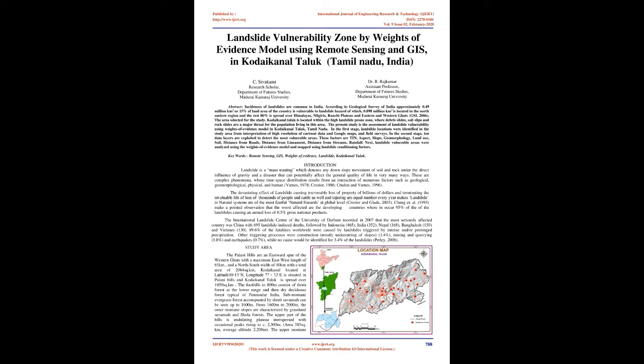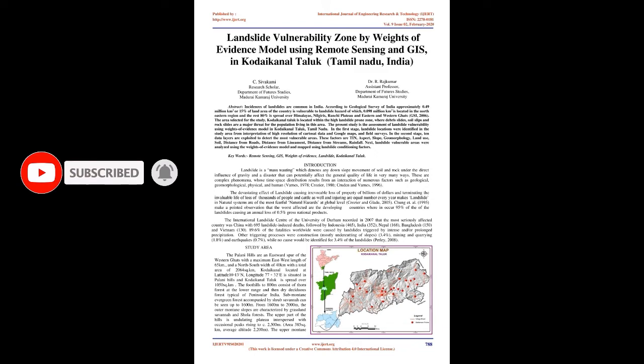In the second stage, 10 data layers are exploited to detect the most vulnerable areas. These factors are TIN, aspect, slope, geomorphology, land use, soil, distance from roads, distance from lineament, distance from streams, and rainfall. Next, landslide vulnerable areas were analyzed using the Weights of Evidence Model and mapped using landslide conditioning factors. Keywords: remote sensing, GIS, weights of evidence, landslide, Kodaikanal Taluk.